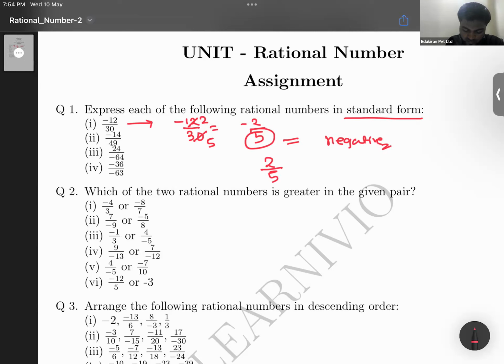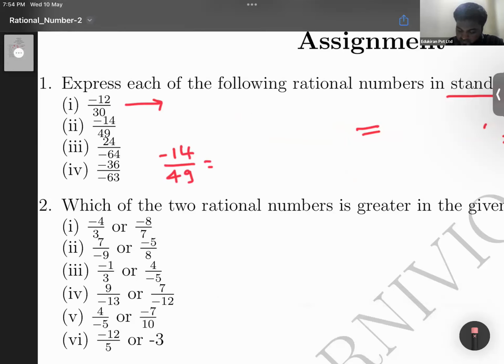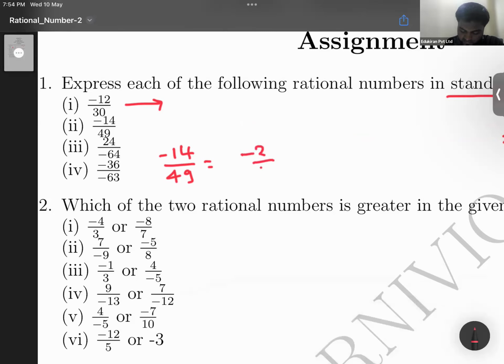Okay. What about minus 14 upon 49? Minus 14 upon 49. What is its simplest form? What is the standard form? 7 2s are 14, 7 7s are 49. So minus 2 by 7. Minus 2 upon 7. Okay.